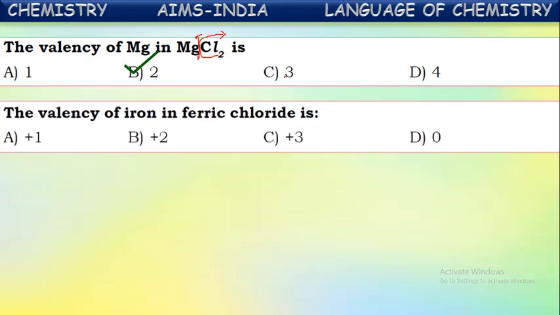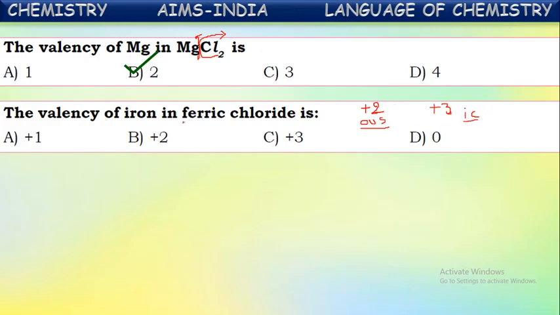Okay, next. The valency of iron in ferric chloride is... We know iron is one of the variable valent elements, meaning it can exhibit more than one valency. Iron can exhibit two valencies generally, plus 2 and plus 3. If an element exhibits two valencies, then the ion with lower valency is named by attaching OUS at the end of its name, and the ion with higher valency is named by attaching IC at the end of its name. The ion with plus 2 charge is ferrous, and the ion with plus 3 valency is ferric.